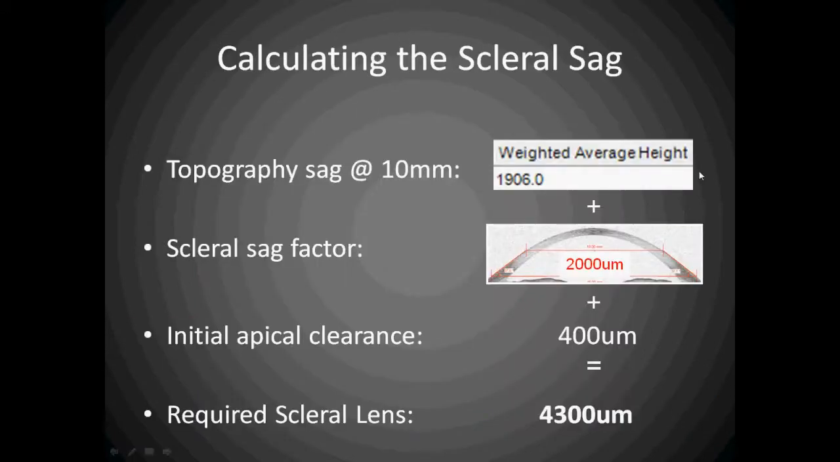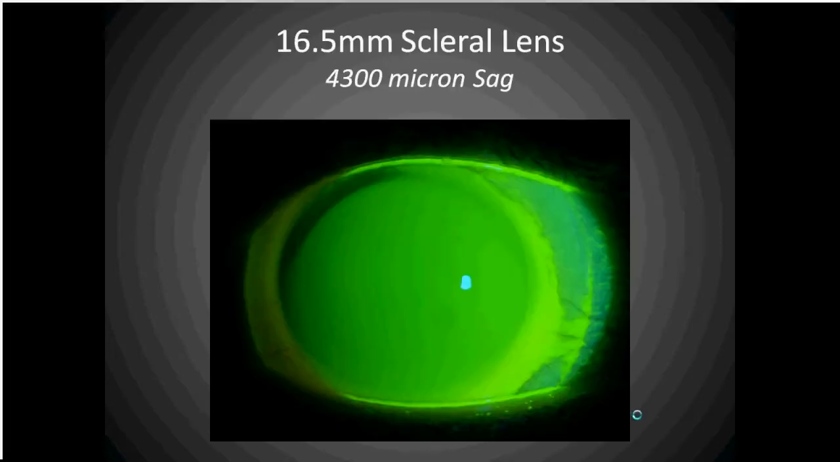Then you take your corneal sagittal depth, 1,906 microns, add it to your scleral sag factor, your average of 2,000 microns of depth from 10 to 15 millimeters, plus your apical clearance, and that gives you the required sagittal depth of lens if your scleral lens lands very close to a 15 millimeter chord, like this lens does. And this is a method that we can use to more accurately predict the initial scleral lens required for your patients.